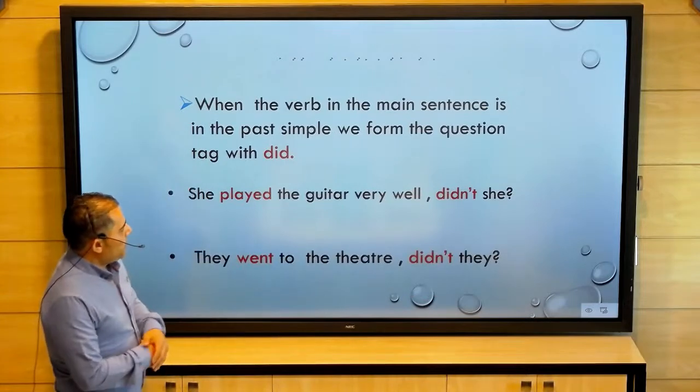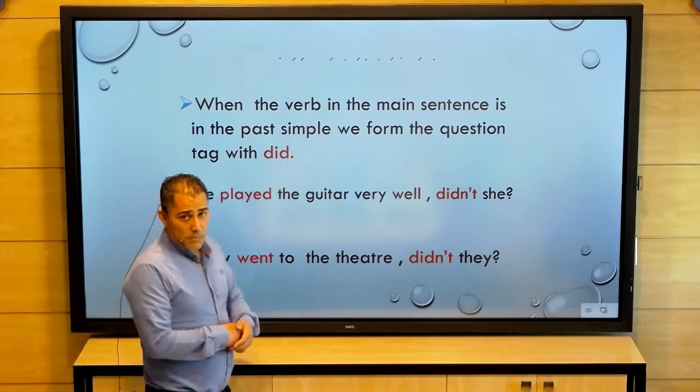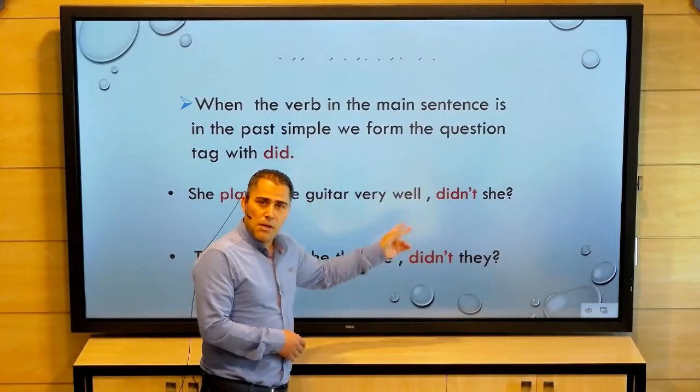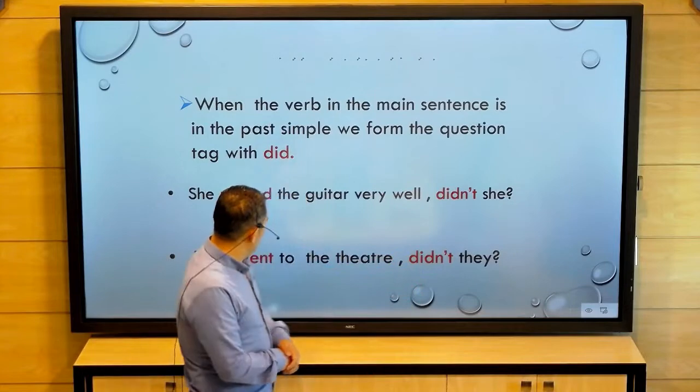They went to the theater. Okay, went is the past simple form, a regular verb from go. We have to bring the past simple auxiliary, which is did. Didn't they?